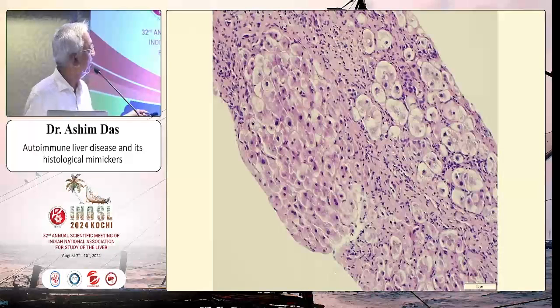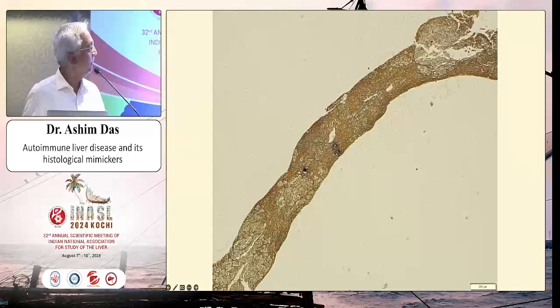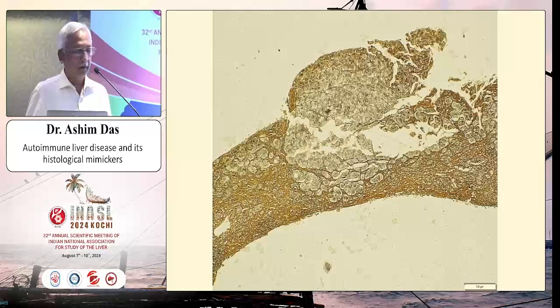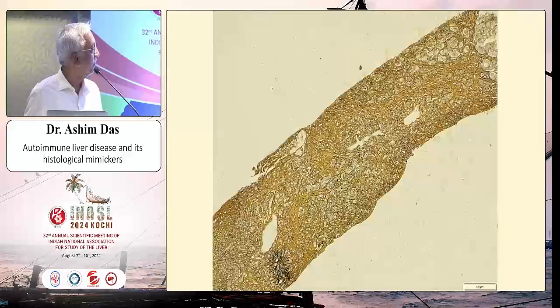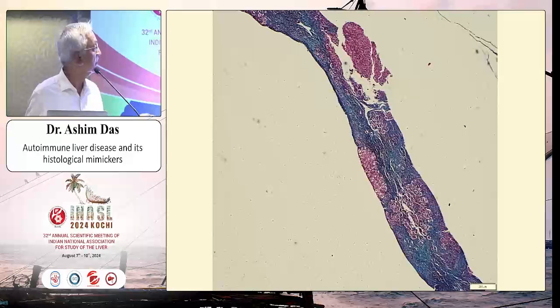You could see this area. And you could see this in the reticulin. There are extensive areas of hepatocytic loss, and there is this nodule formation. This is the area where there is hepatocytic loss. And this is the Masson's trichrome, which brings out this nodule.